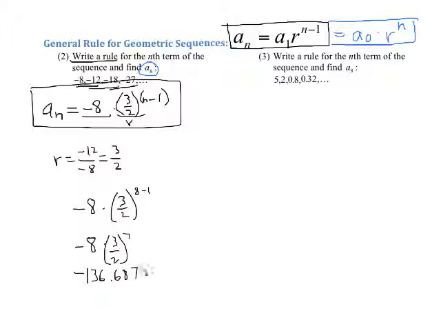-136.6875, but a lot of times it's a little bit nicer to convert that into a fraction. On the TI-83 and 84 calculators, you can hit math fraction, and it will do that for you. This came out nicely to -2,187/16. And so that's what a_8 is.